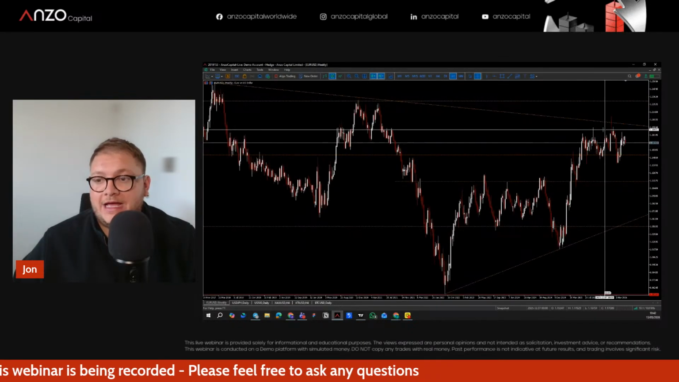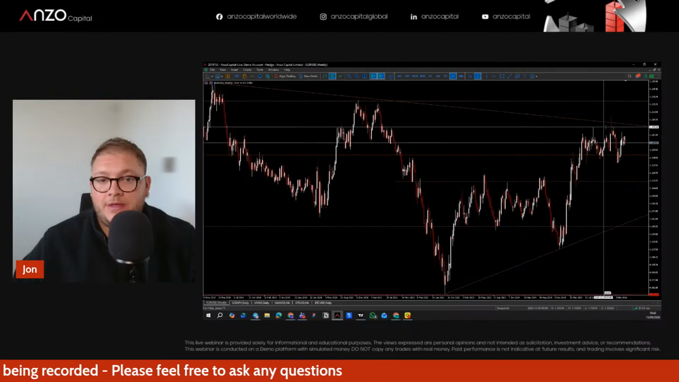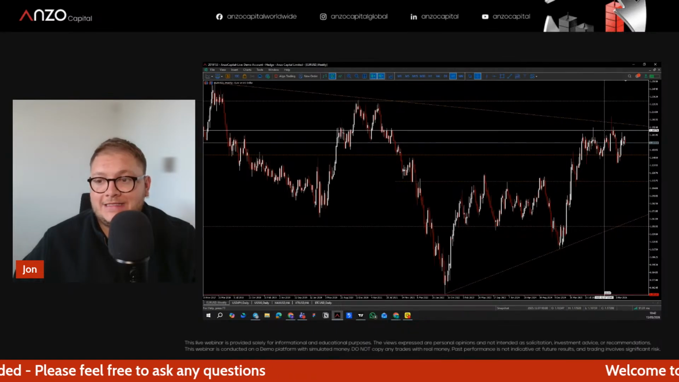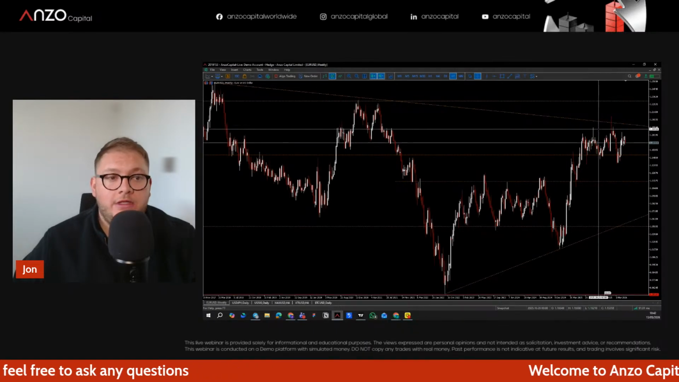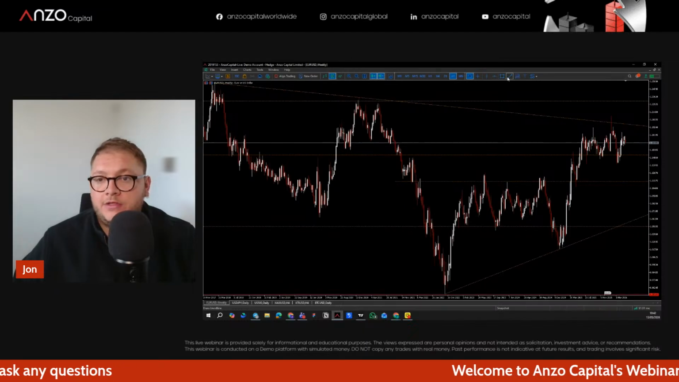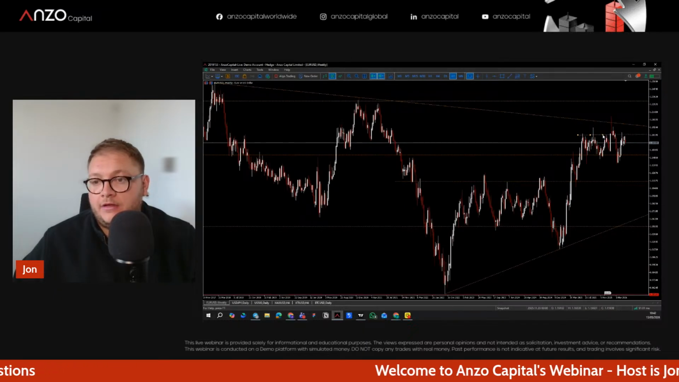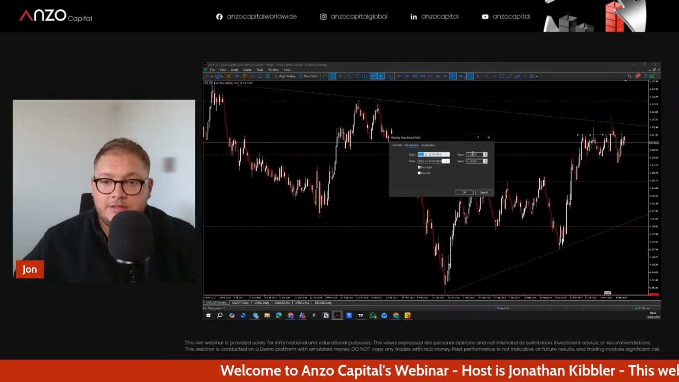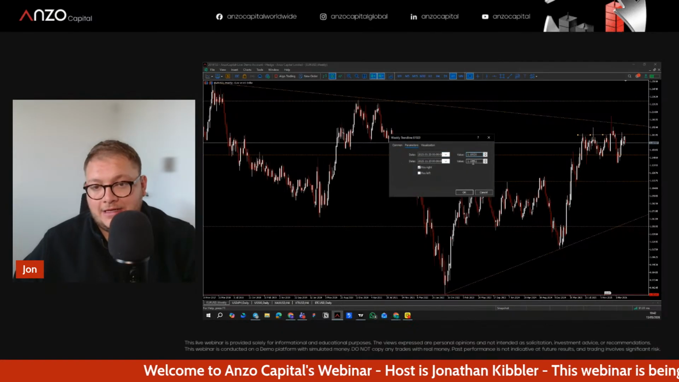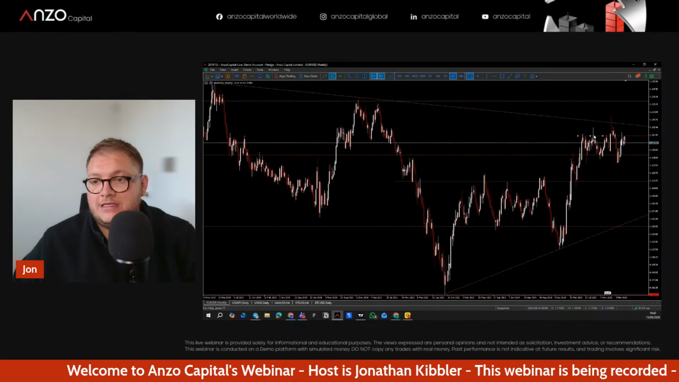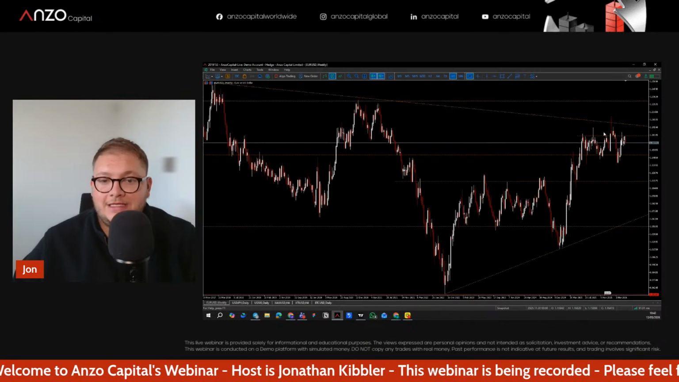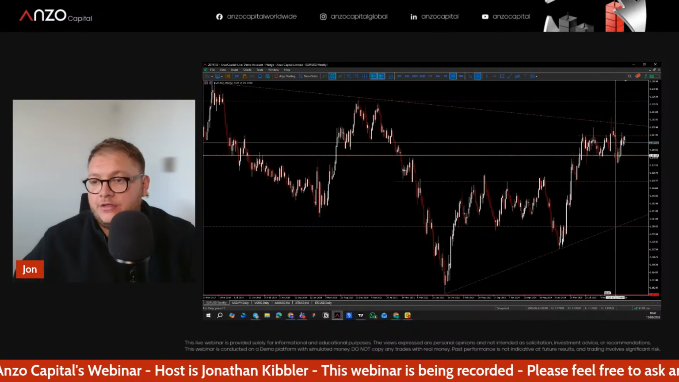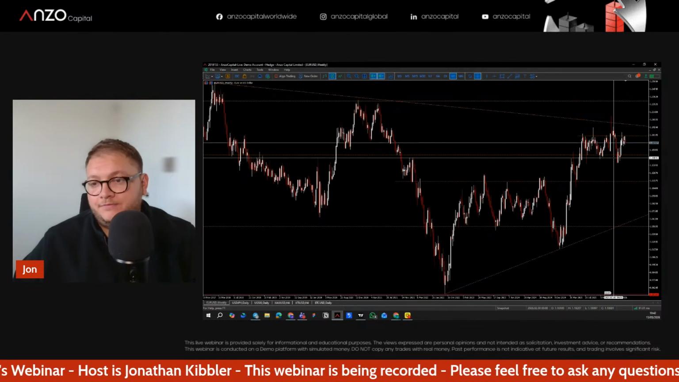Obviously, we could probably add in this level up here now, which is that sort of 118 handle, which we were talking about before. So I'm going to just pop a line through there as well. I'm going to right click on that, go to parameters. I'm going to put in that 118 handle level because we can clearly see price has been rejecting in and around that area.